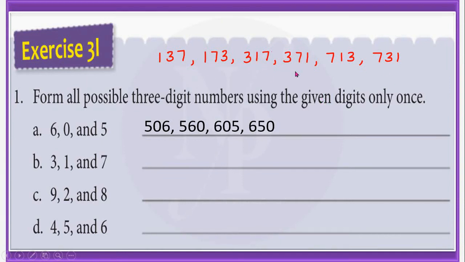1, 2, 3, 4, 5, 6. So using 3 different non-zero digits, we can form 6 different numbers. So let us write these numbers in the given space here. 137, 173, 317, 371, 713 and 731 are the possible different 3-digit numbers using the digits 3, 1 and 7.